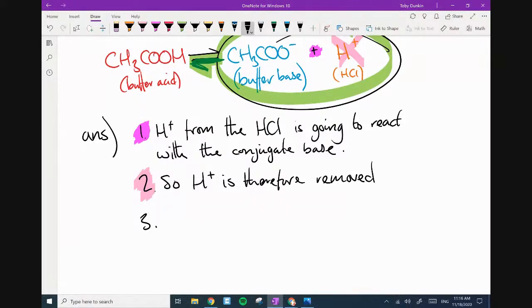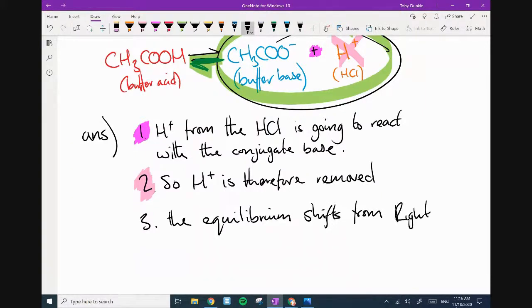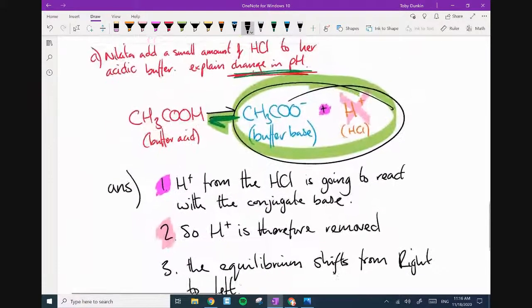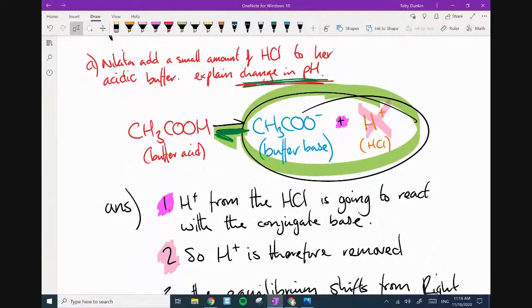Step 3, the equilibrium shifts from right to left. So we're going to create more of the ethanoic acid. Its concentration is therefore going to increase slightly, and the buffer base, the conjugate base concentration, is going to decrease slightly.